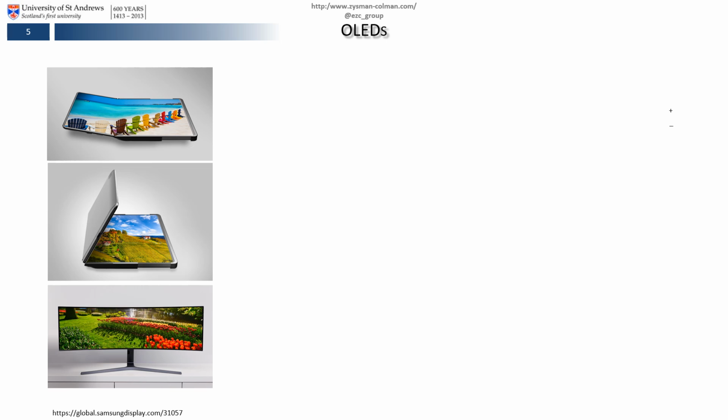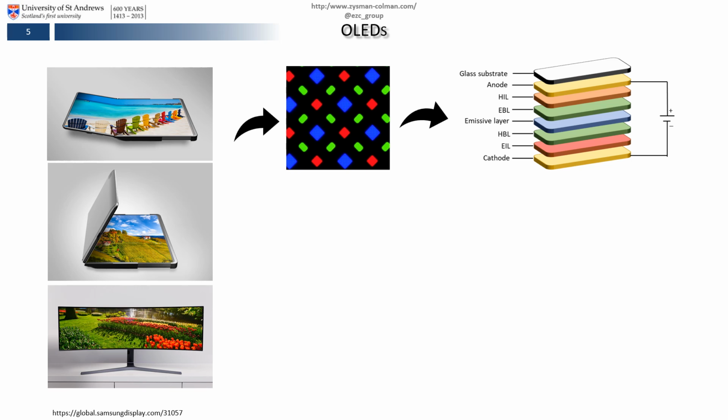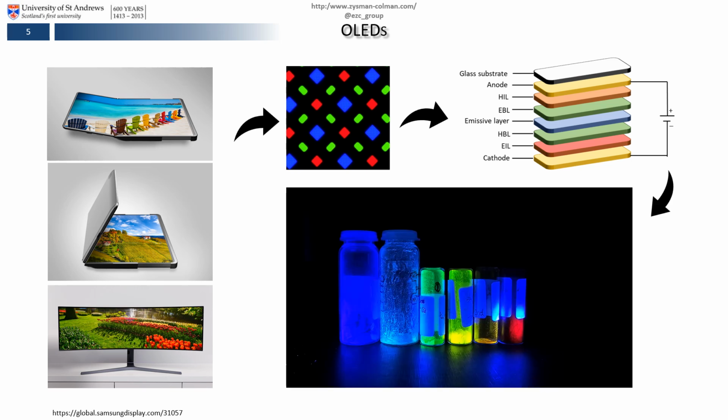In OLEDs, pixels are the smallest controllable elements, and each pixel consists of a stack of layers of organic material, typically arranged between a cathode and an anode. These subpixels emit light independently when an electric current is applied through them. The emissive layer contains the organic molecules that are specifically designed to emit light efficiently.